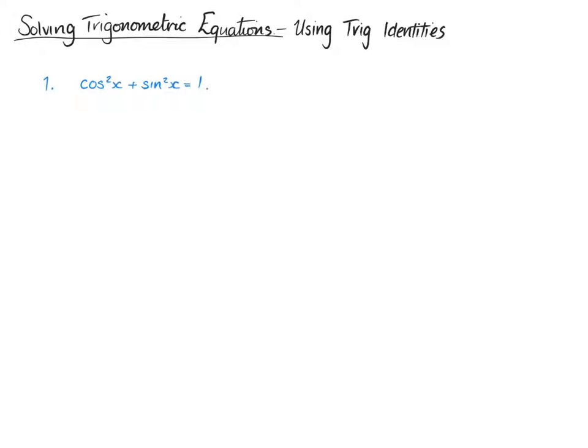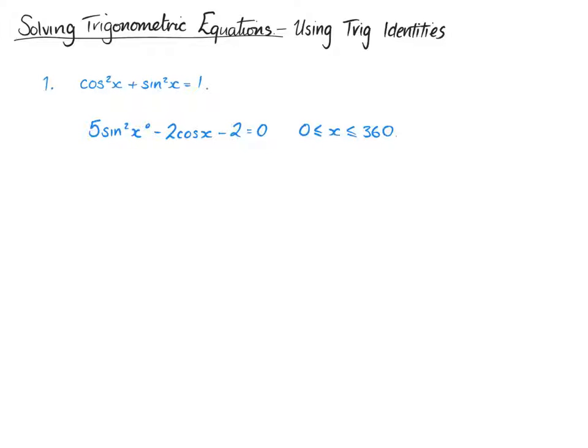So for example, if we have 5 sine squared x degrees minus 2 cos x minus 2 equals 0, I'm going to solve this between 0 and 360. Just looking at it to start with, we've got a squared, we've got a cos, and we've got a number. So we're going to end up with a quadratic here, but with having sine here and cos here, there's nothing we can do at the moment with it.